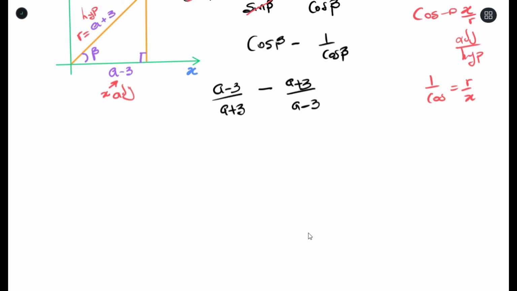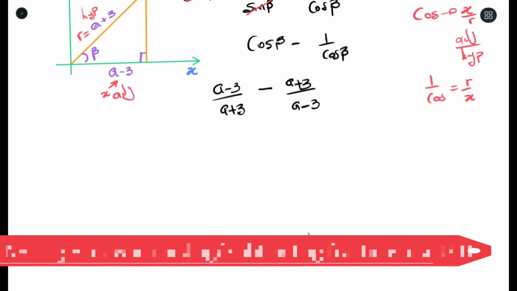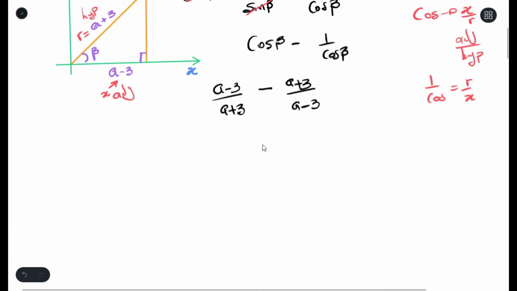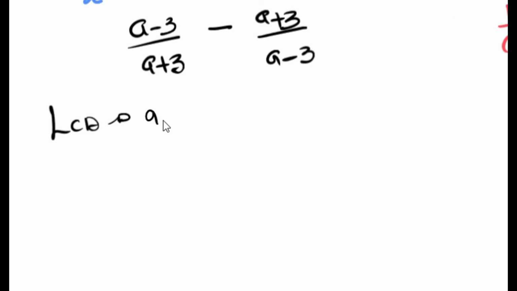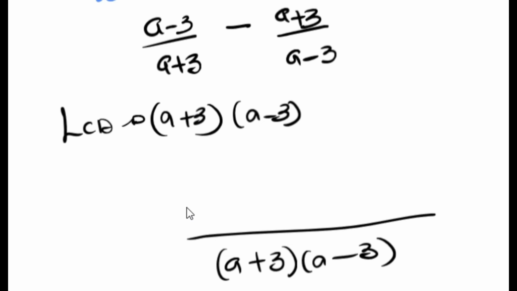Now the next step that follows is, whenever you have fractions, we always try to find the LCD, because that's the logical step when we're working with algebra. So we'll get the LCD of this. The LCD will just be a plus 3, a minus 3. So I'm going to write it like that. The first side of our fraction would be, while the second side of the fraction would be.